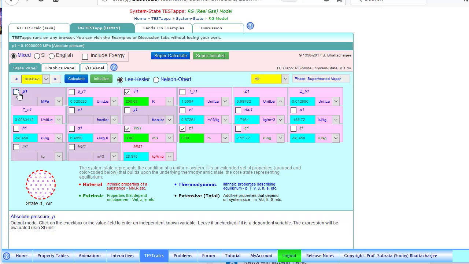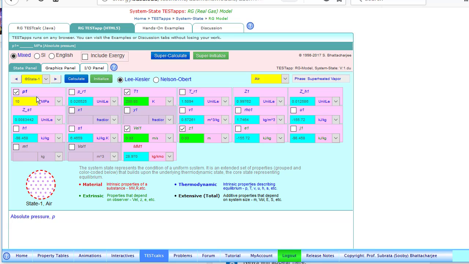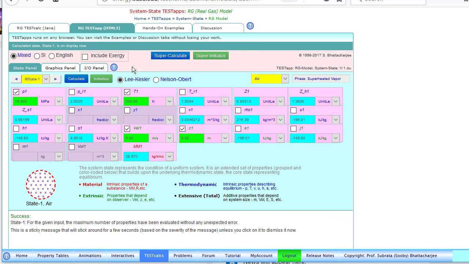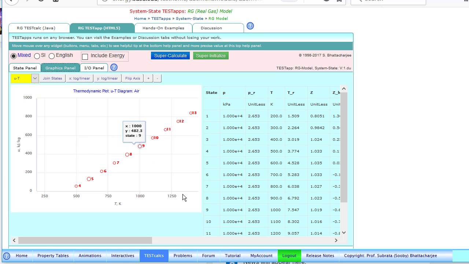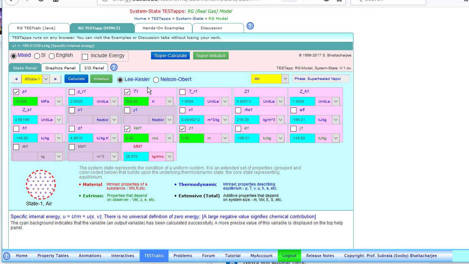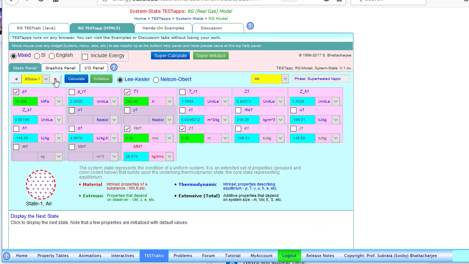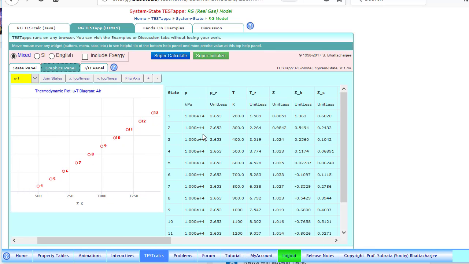Okay, the next part of the problem asks to evaluate it at 10 MPa. So again, we're going to enter 10 MPa, hit calculate first, and then super calculate to recalculate all the states. Back to the graphics panel, and there we have it again. Again, it looks pretty similar. The values probably didn't change too much. We can go look at state 1, negative 196. So not too different to notice in the graph, but they are different. And all your values, again, are over on the right, and you can see that it's at 10 MPa.